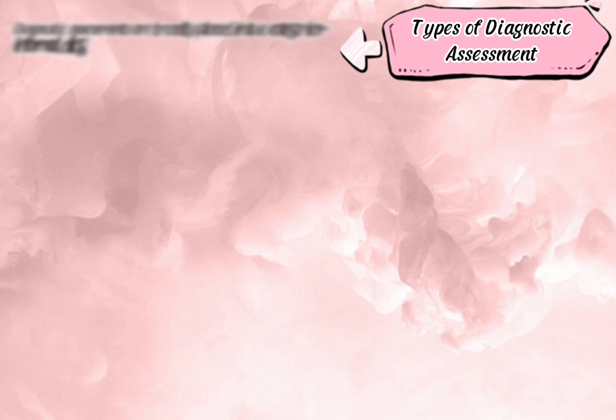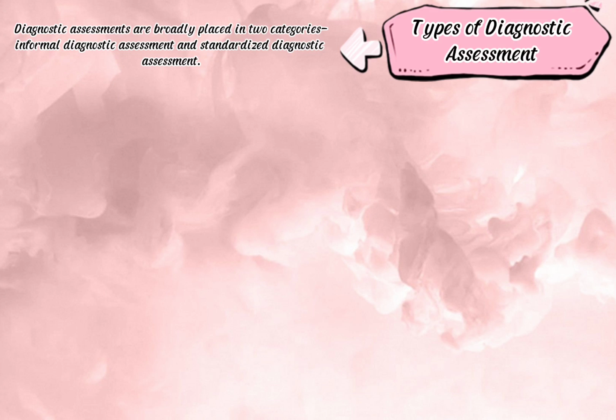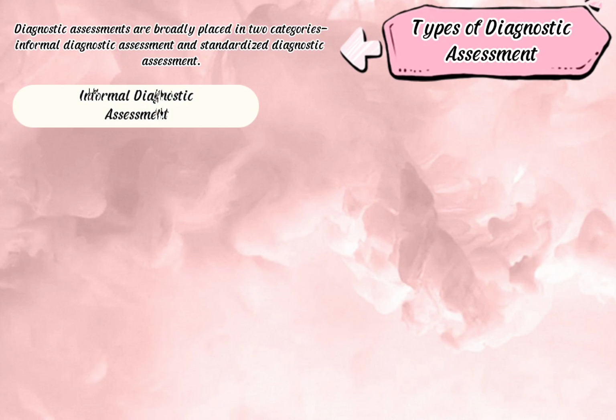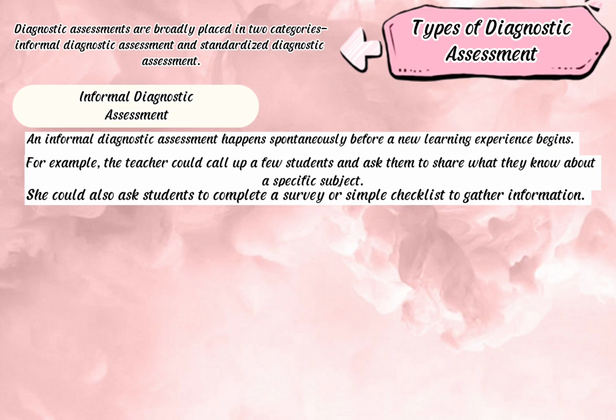Types of diagnostic assessment. Diagnostic assessments are broadly placed in two categories: informal diagnostic assessment and standardized diagnostic assessment. Informal diagnostic assessment. An informal diagnostic assessment happens spontaneously before a new learning experience begins. For example, the teacher could call up a few students and ask them to share what they know about a specific subject. She could also ask students to complete a survey or simple checklist to gather information.